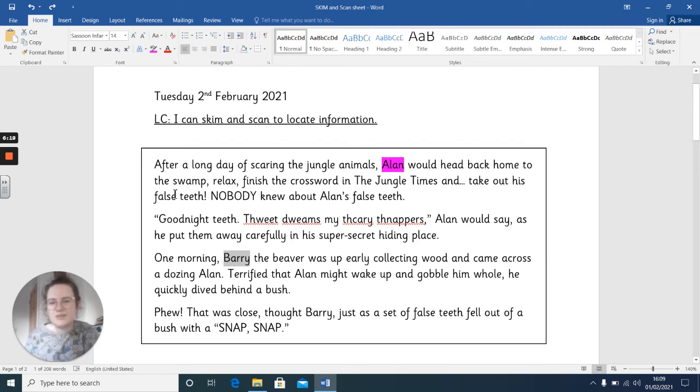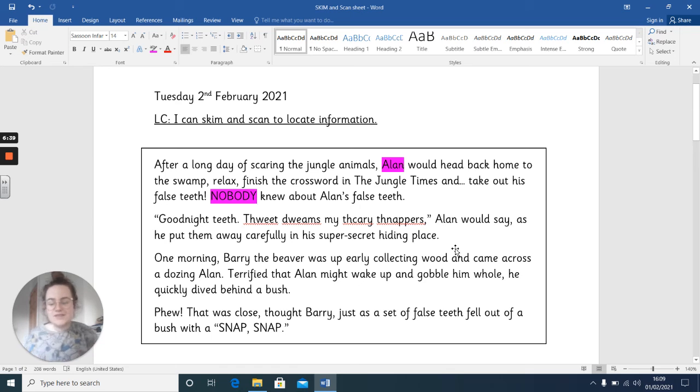I'm going to keep reading, and I'm thinking about who knew about his false teeth. Nobody knew about Alan's false teeth. So that sentence there tells me who knew about Alan's false teeth. Nobody knew about Alan's false teeth. So the answer to that one is nobody.